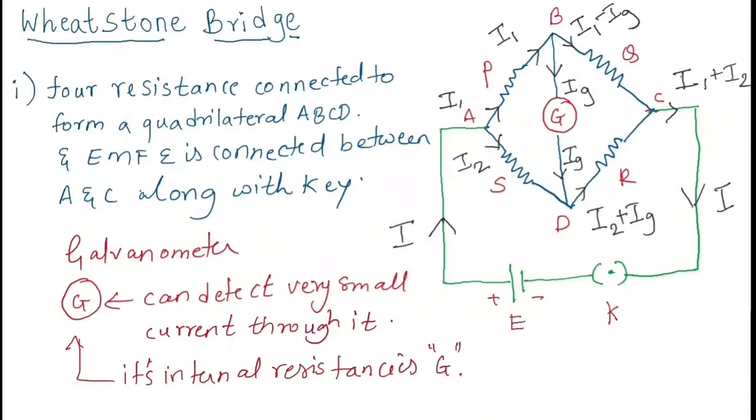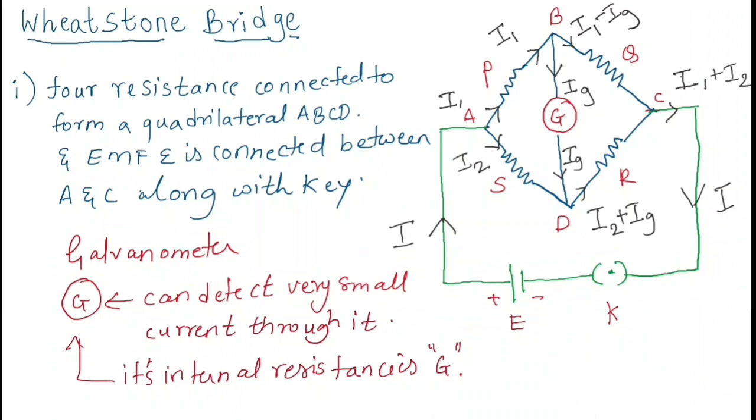Now going back to our topic, the Wheatstone bridge. Four resistors are connected in the form of quadrilateral ABCD. You can see that P, Q, R, S are the four resistors connected in quadrilateral shape ABCD. In between A to C there is an EMF attached plus a key. From terminal B to D there is a galvanometer attached.